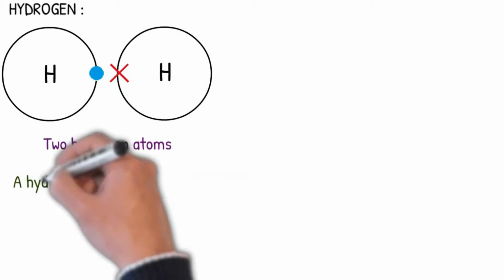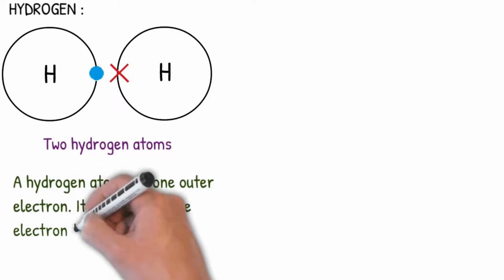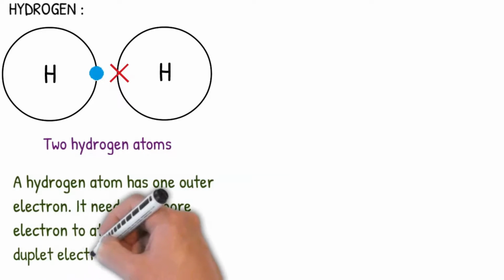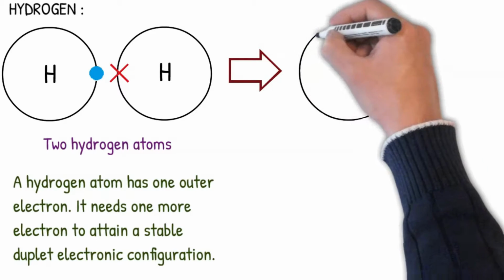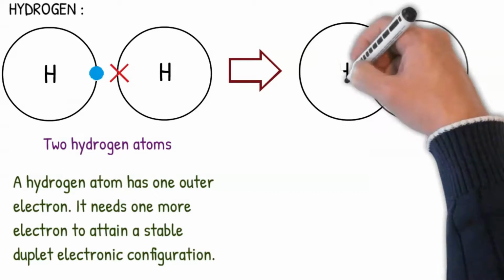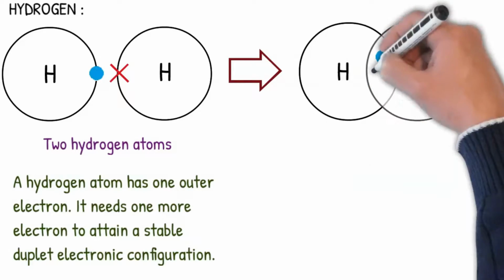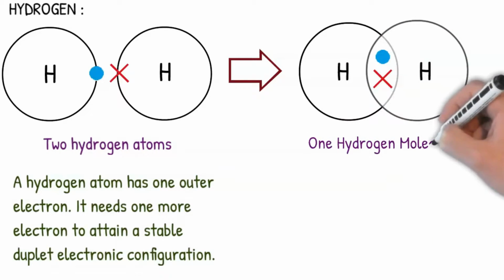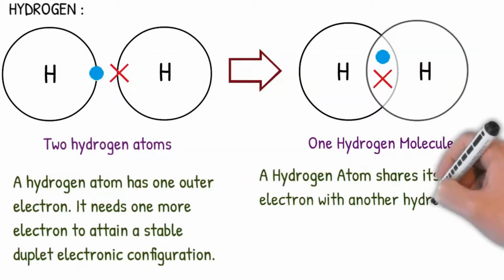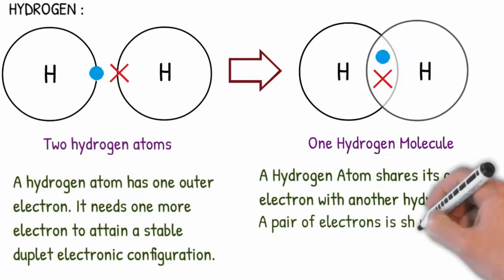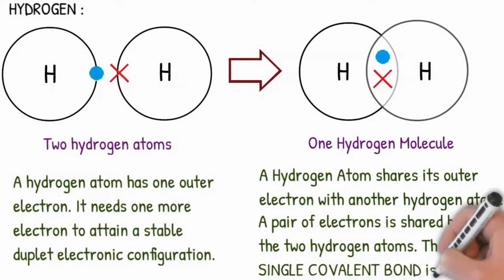Two hydrogen atoms. A hydrogen atom has one outer electron. It needs one more electron to attain a stable duplet electronic configuration. One hydrogen molecule. A hydrogen atom shares its outer electron with another hydrogen atom. A pair of electrons is shared between the two hydrogen atoms, thus a single covalent bond is formed.